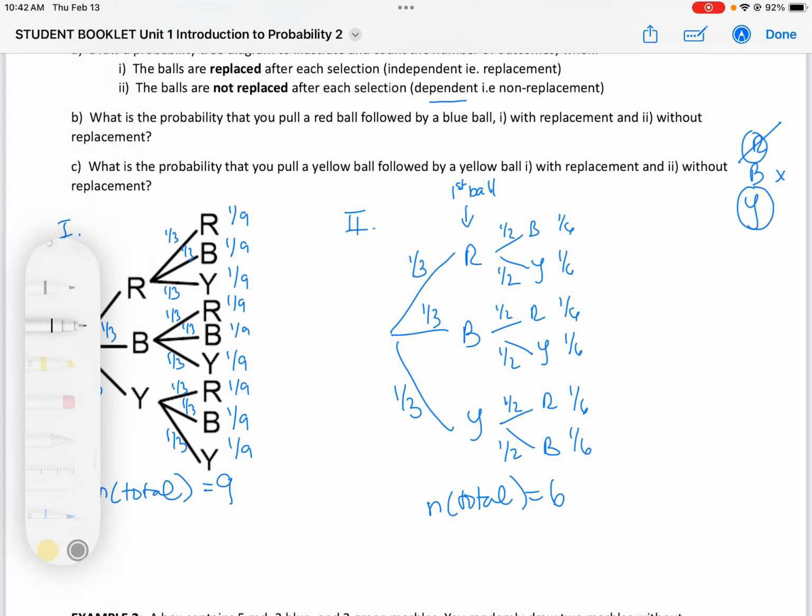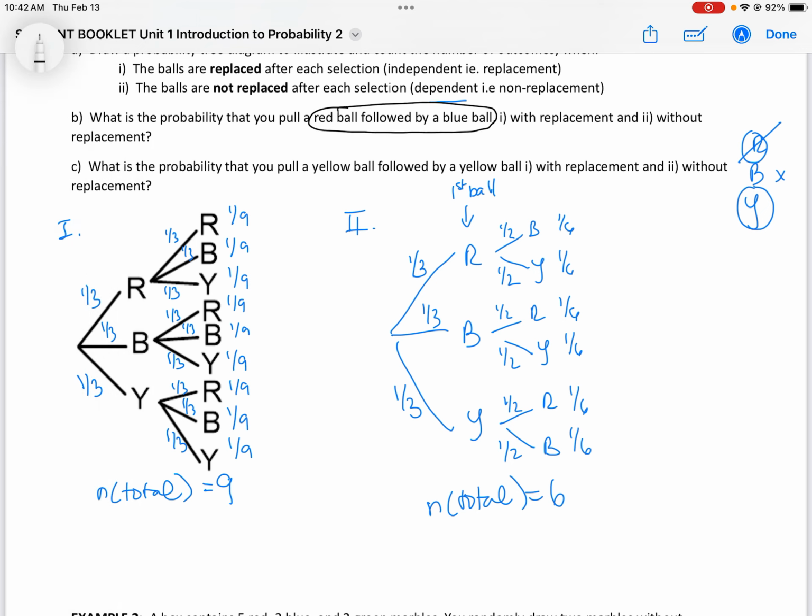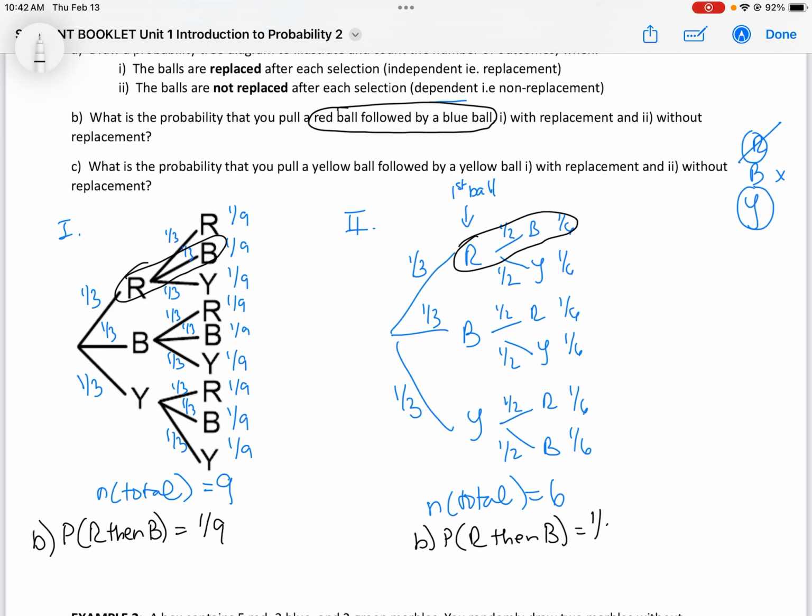Now let's do B. What is the probability that you pull a red ball followed by a blue ball? So with replacement, probability of red, then blue: we have this one way, which is 1/9. And for non-replacement, probability of red, then blue, we have it here, and that's 1/6.